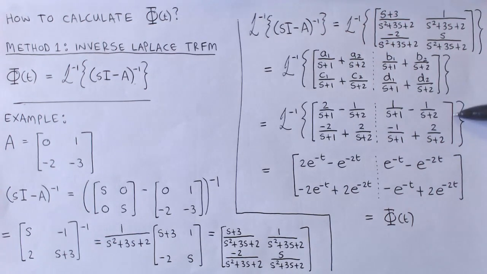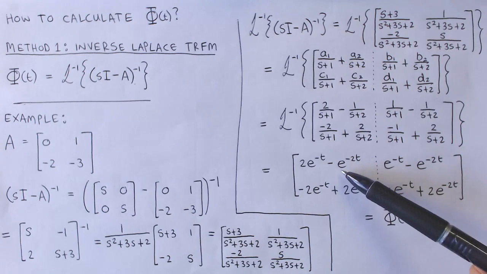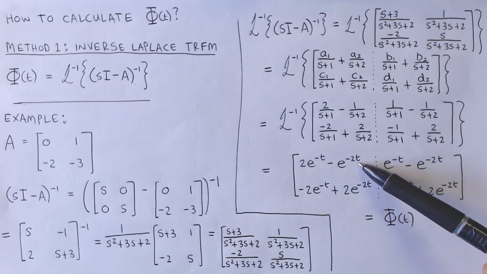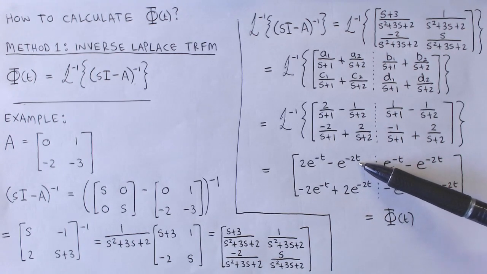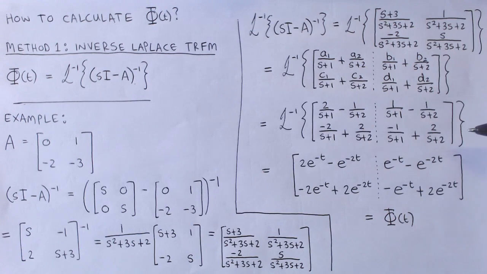matrix. We now apply the inverse Laplace transform to the top left element by making use of Laplace transform tables and get 2e to the minus t minus e to the minus 2t. We similarly apply the inverse Laplace transform to all the other elements. The result is the state transition matrix, which is written in terms of the time variable t.